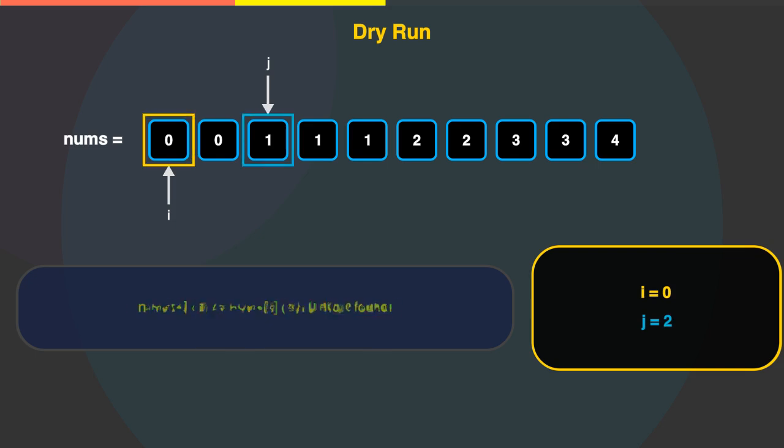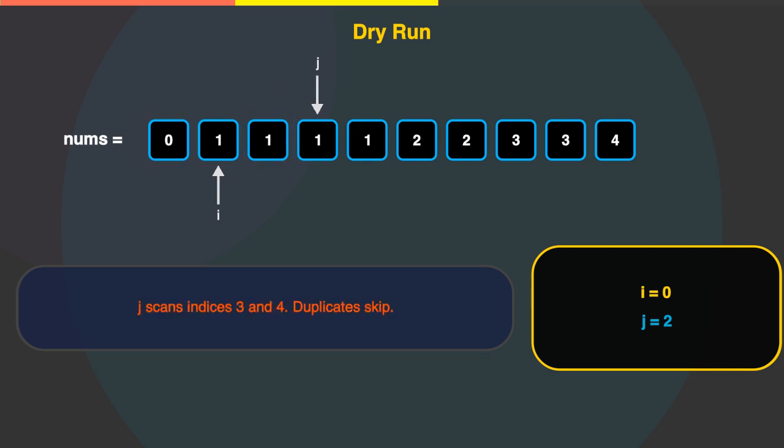Now, j is at index 2, and the value is 1. We compare it with our last unique element at index i, which is still 0. 1 is not equal to 0. This is a new unique element. We increment i to index 1 and copy the value 1 from j to i. Now, the first 2 elements of our array are 0 and 1.